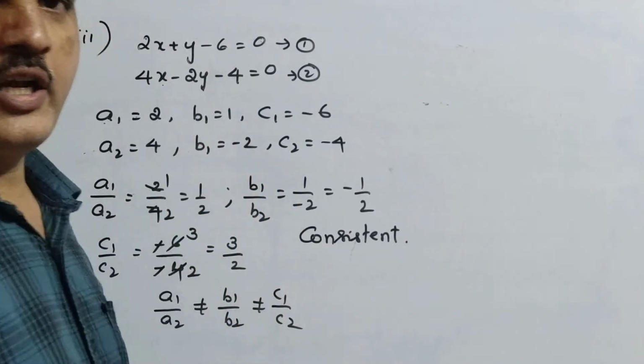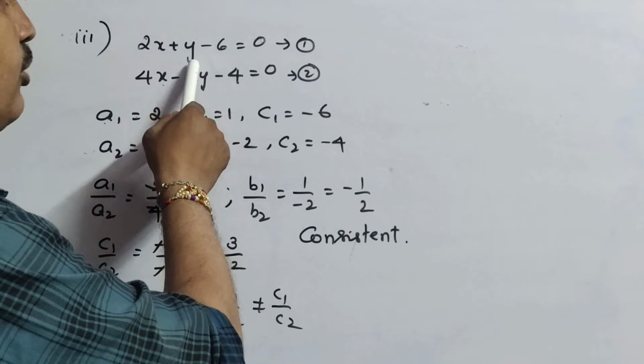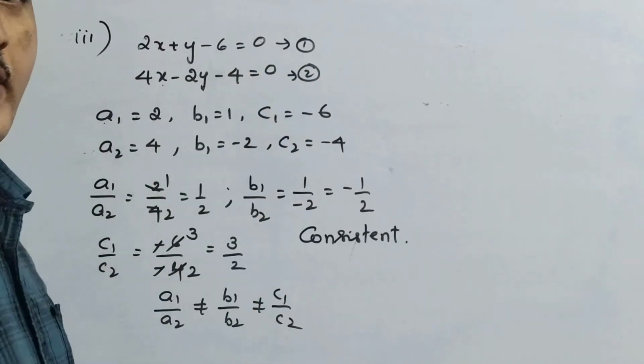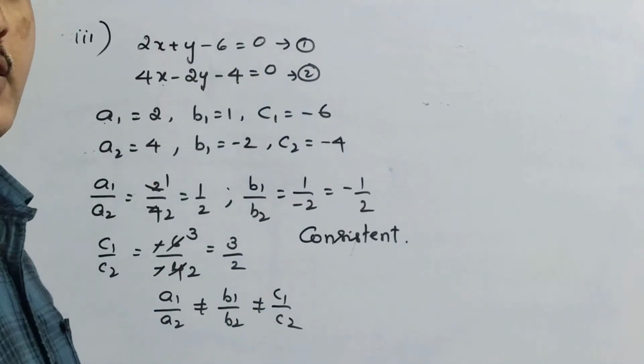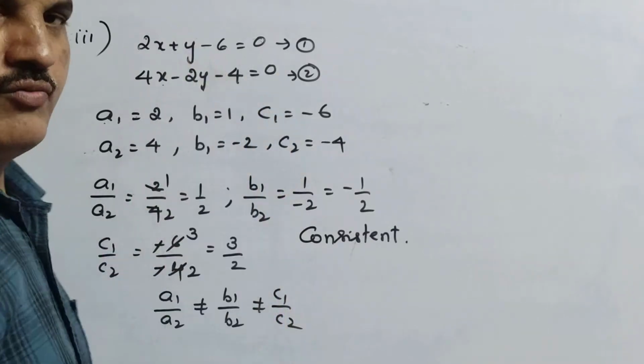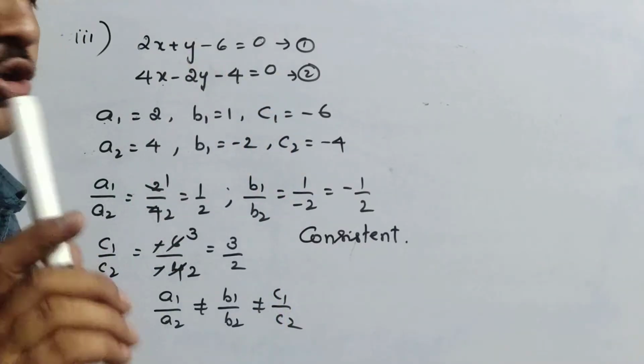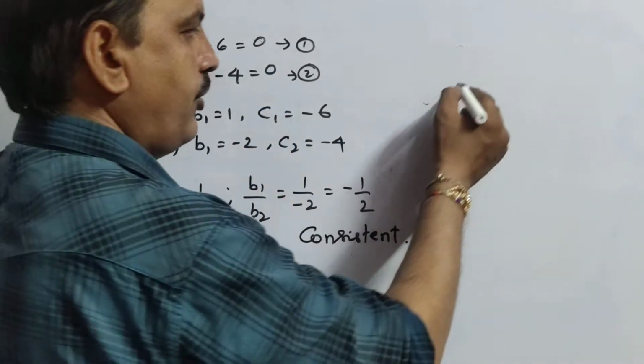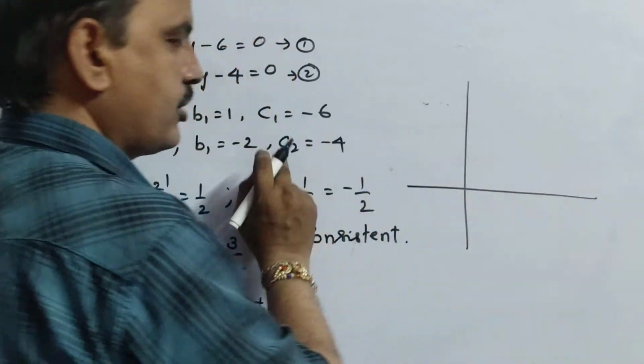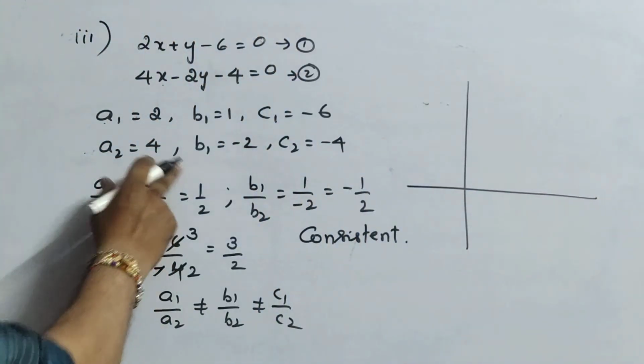then how do you draw the graph? Same: just find the y values, substitute the values of x, and find the points for both equations. And if you draw the graph for this solution also, I am sending you the graph.